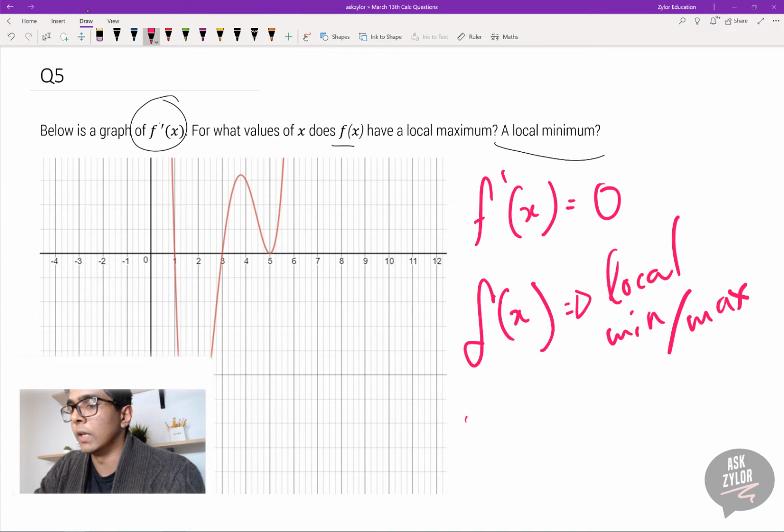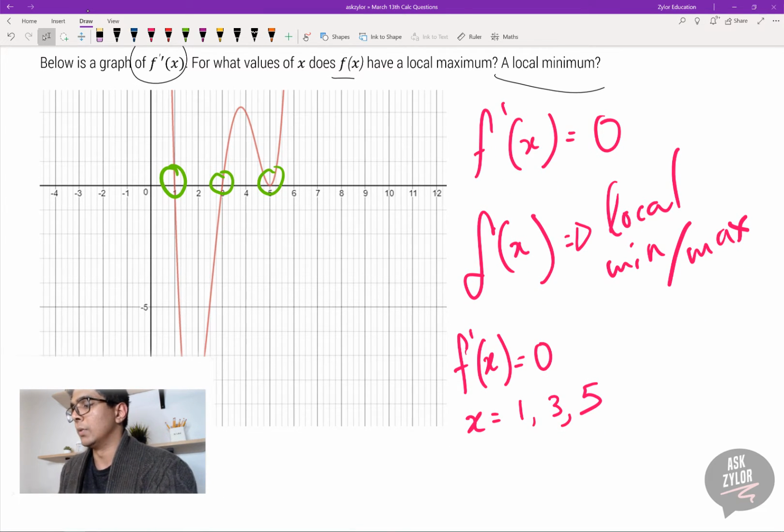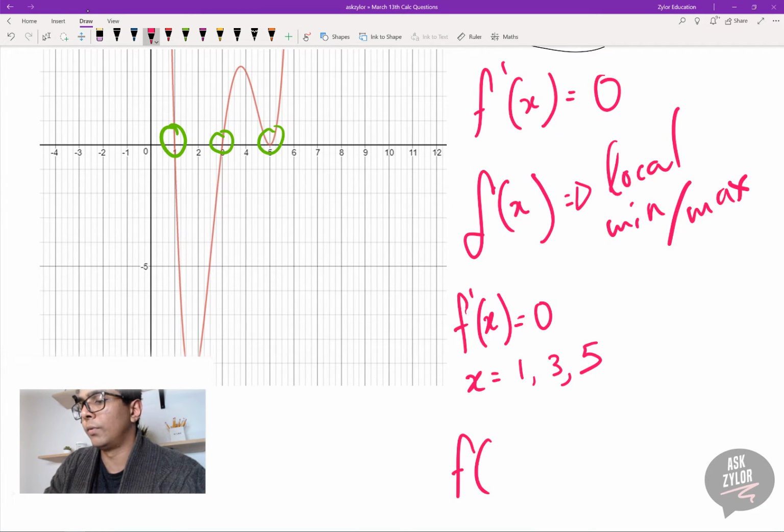So first thing I'm going to do is identify all the points when f prime of x is equal to 0. So that's going to be here, here, and here. So that's when x is equal to 1, 3, and 5. Now we're going to analyze how the derivative function is behaving around each of these zeros. So at f prime of 1, we're going to see what's happening on the left and the right hand side of this value.